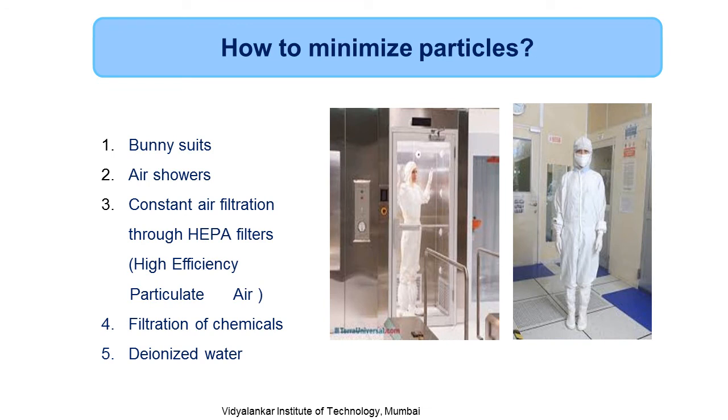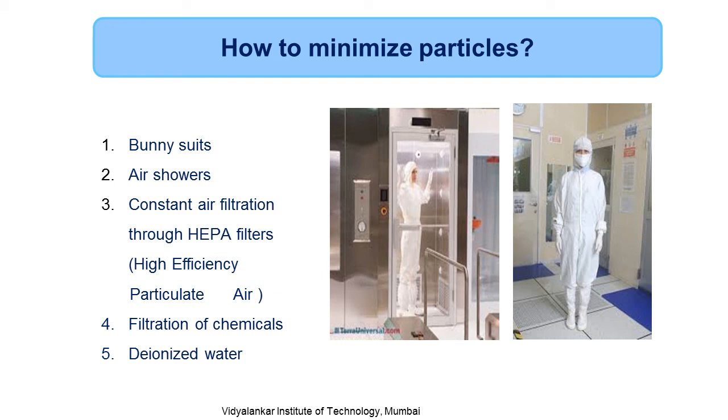Let us understand how to minimize particles in a clean room. First one is the bunny suit. People in the plant wear bunny suits which cover their entire body and clothing. This helps us to block the particle emission from their body. Second is the air shower. Before entering the clean room, everyone is supposed to take the air shower. This will help to blow off the loose particles on their bodies.